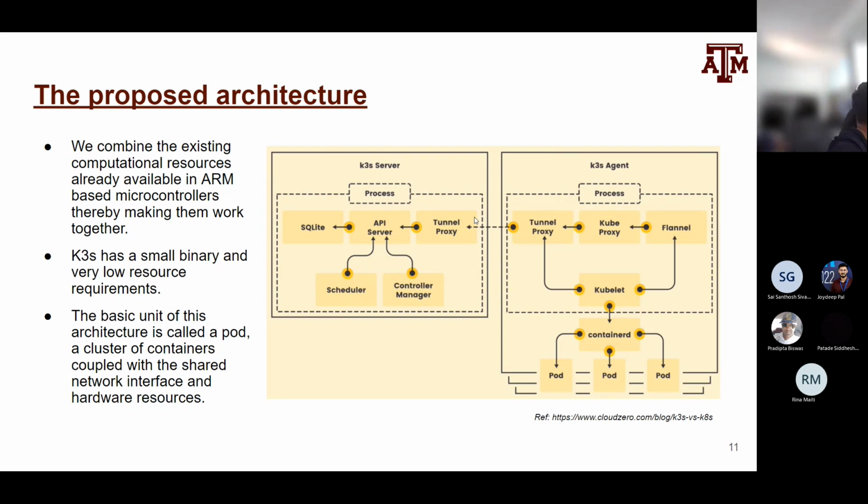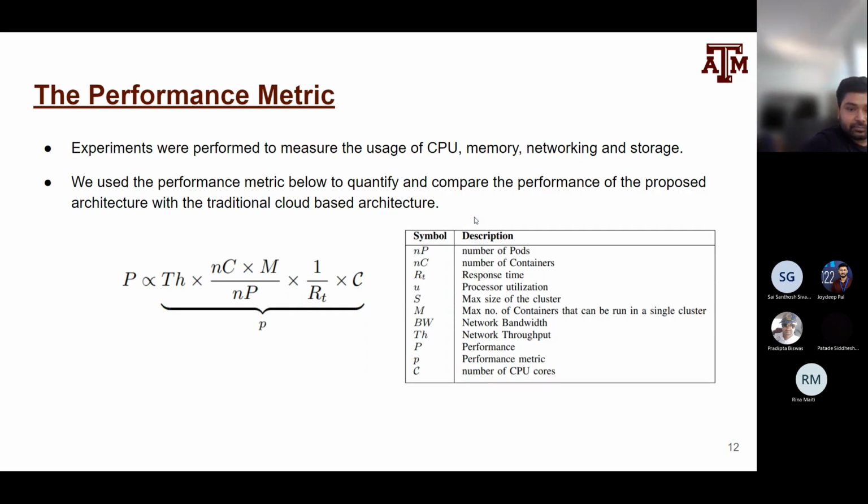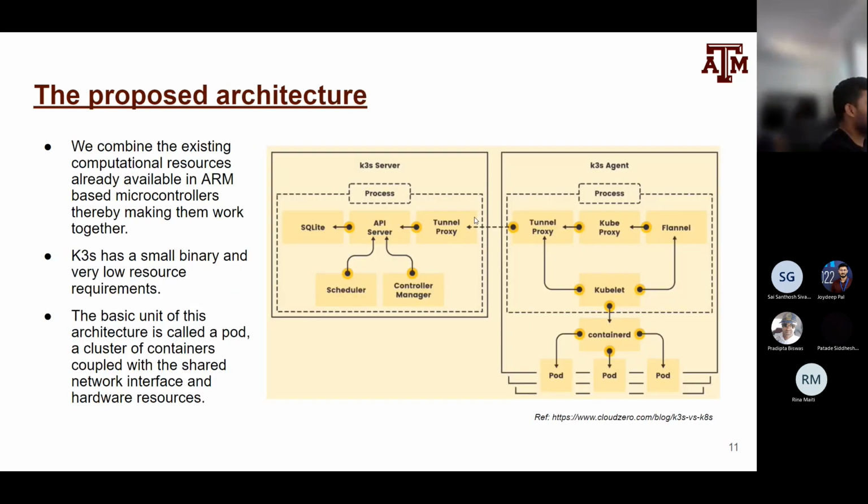Traditional Kubernetes is mostly optimized for x86 architecture, which is more power hungry and computationally expensive. K3s is a little lightweight. It consumes even less than 1 GB of space, and it is mostly optimized for ARM-based operations, which is mostly the edge computation devices.